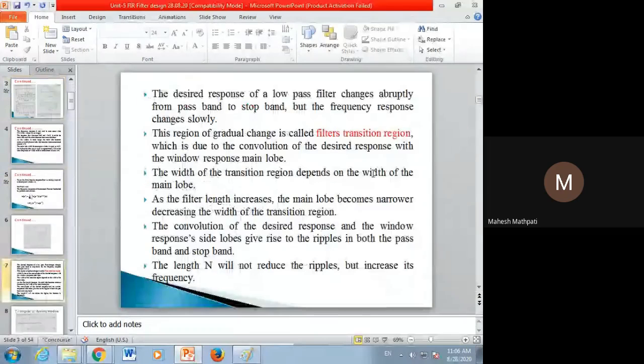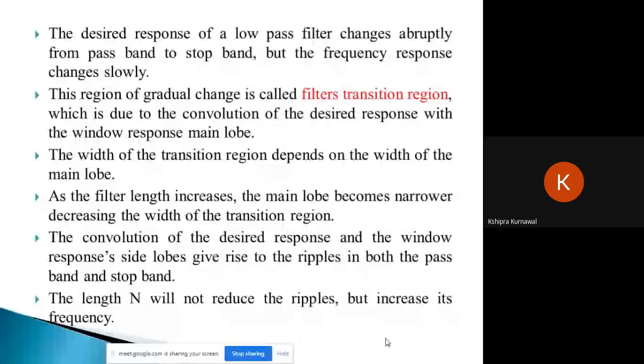होप यू अंडरस्टूड नाउ. स्टिल एनी कंफ्यूजन? Yes or no? Yes, sir. What about others? Still any confusion you are having? Hello? No, sir, no confusion. Okay, thank you. Let me move to the next part.